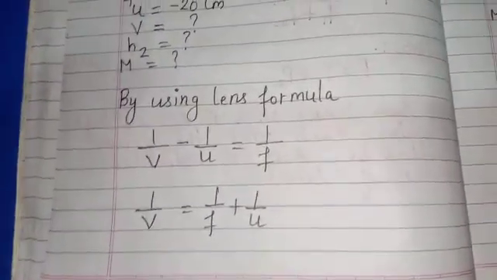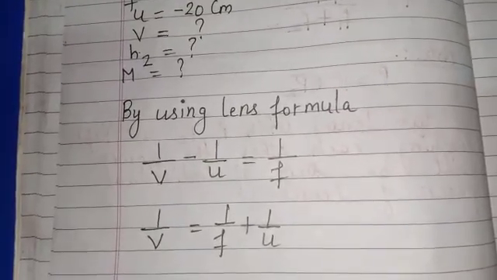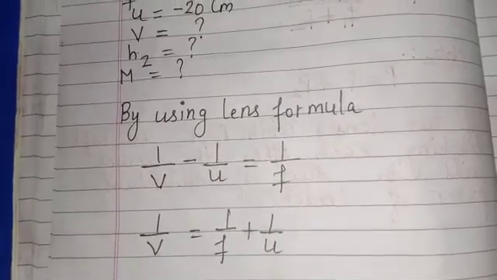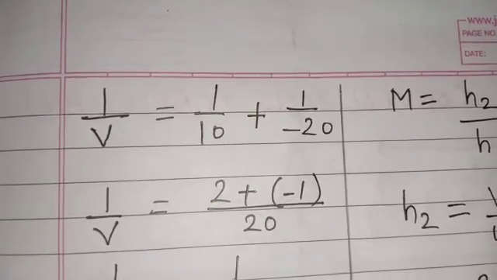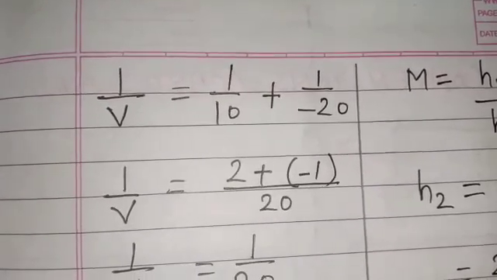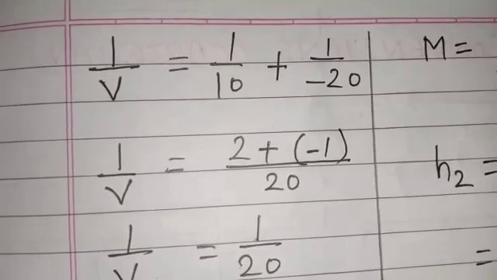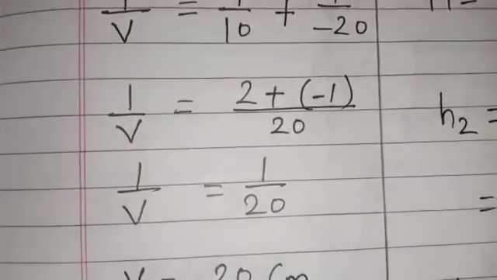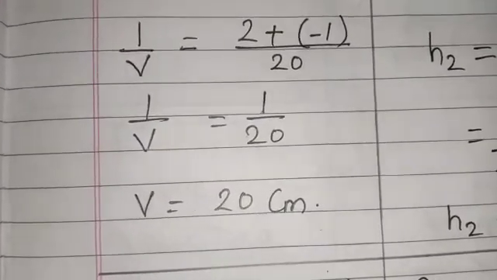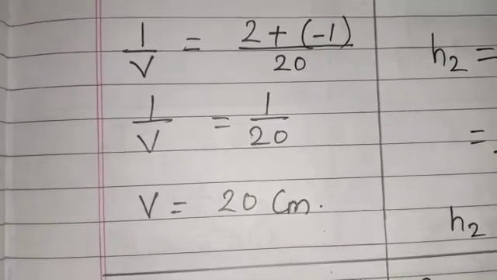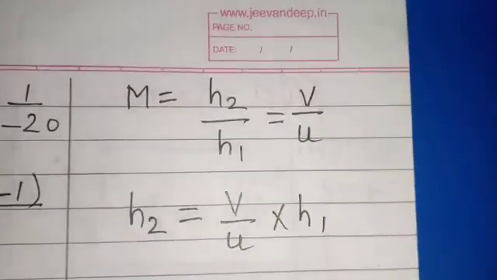So by using the lens formula, 1 upon V minus 1 upon U is equal to 1 upon F. Now 1 upon V is equal to 1 upon F plus 1 upon U, as we have taken it to the right hand side. Now 1 upon V is equal to 1 upon 10 plus 1 upon minus 20. Here we have taken minus 20 as the distance of the object, U, which is negative by sign convention rules. Now LCM is 20. 2 minus 1 is 1 upon 20. By comparing, V is equal to 20. This is the distance of the image from the optical center. It is 20 centimeters.